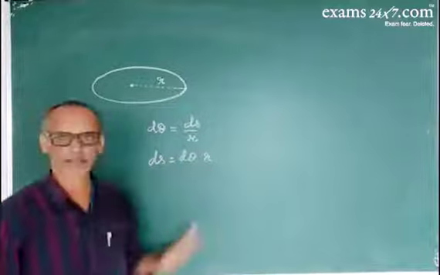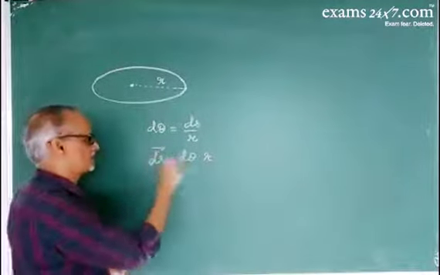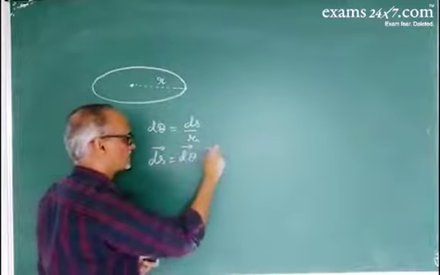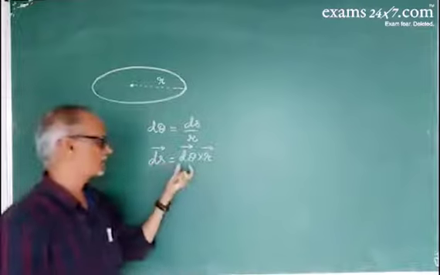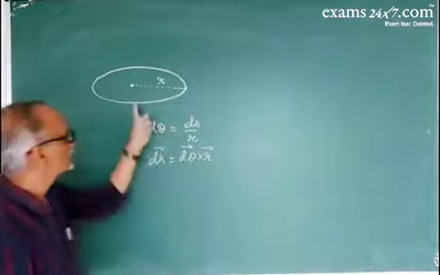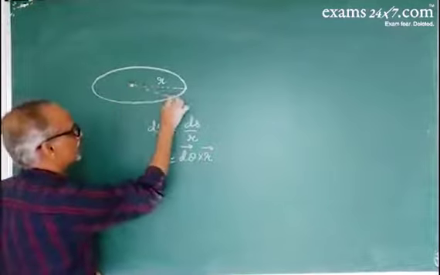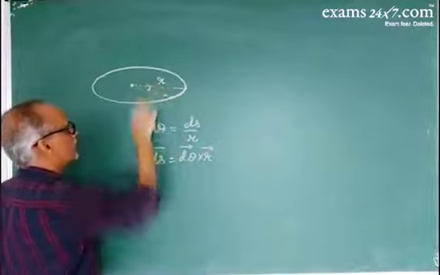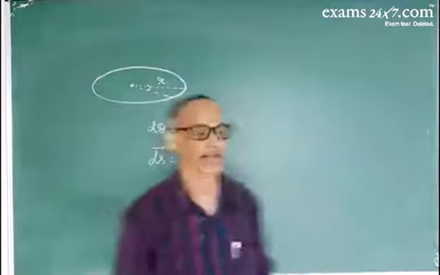All the three are vectors. ds, when it is very small, is a vector. d theta is a vector. r is a vector. So therefore, basically, ds is the cross product of d theta into r. What do you call that d theta? That is a small angle subtended when the particle moves from one point to another point, and that d theta is called angular displacement. And it's a vector.